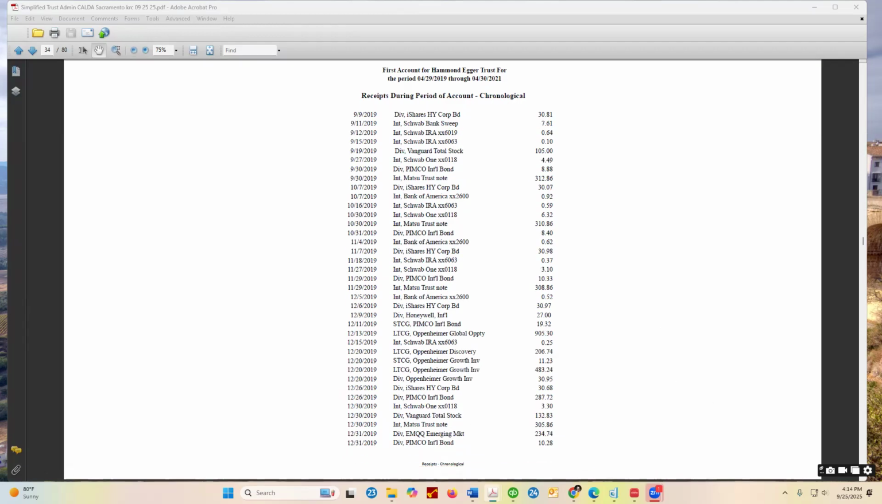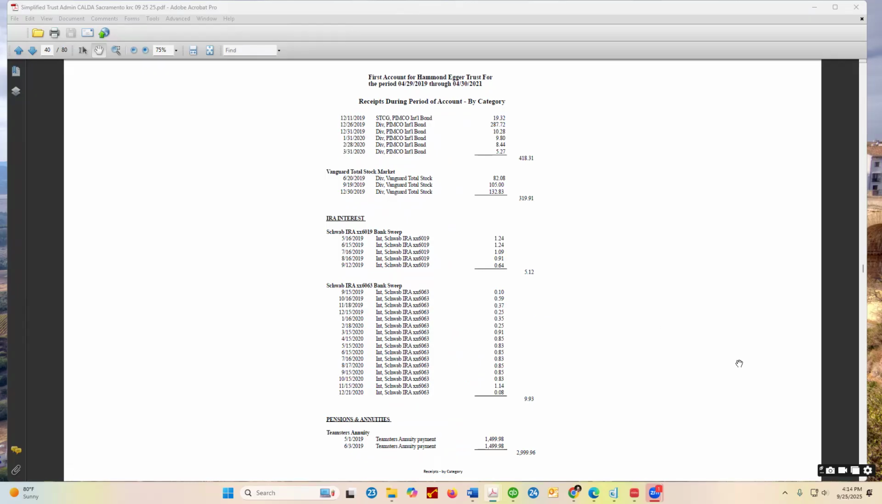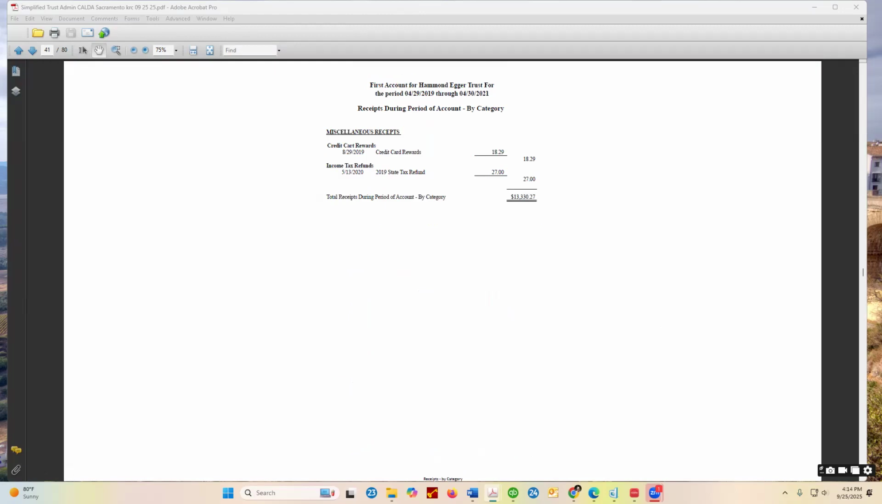And then you can show alternatively for the beneficiaries the income that came in by categories, say stock dividends or IRA interest, within the separate accounts. And showing it both ways helps the reader understand what happened during the year.